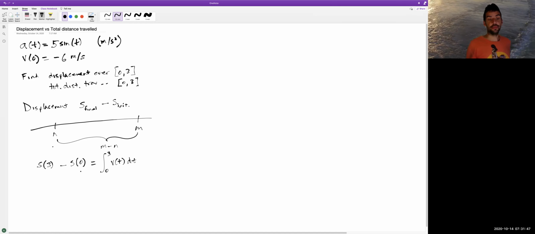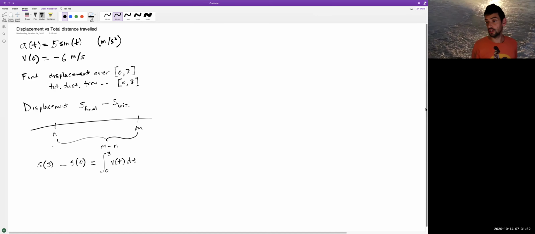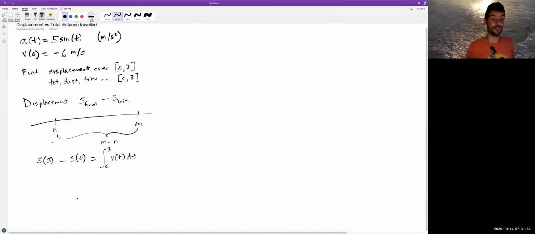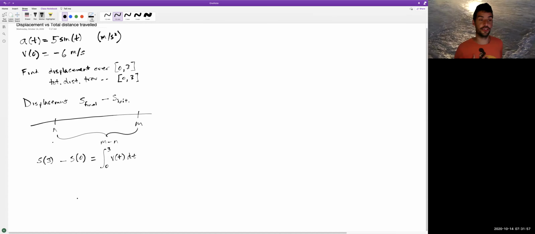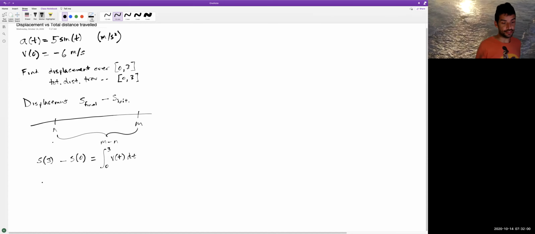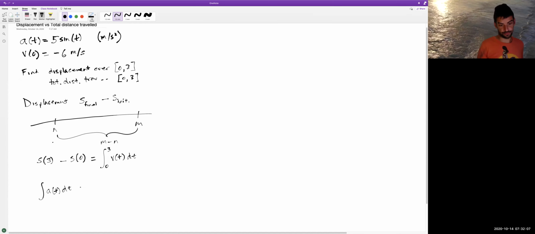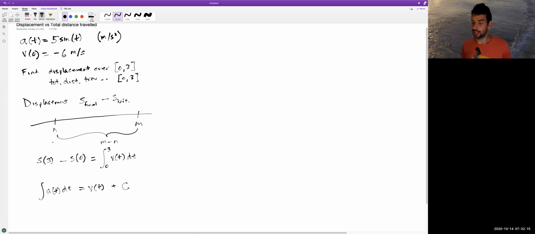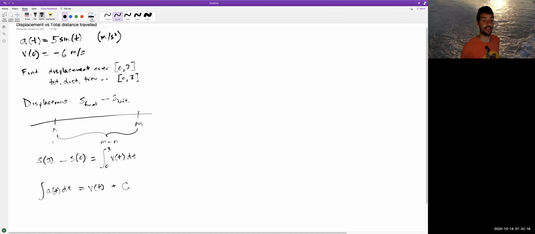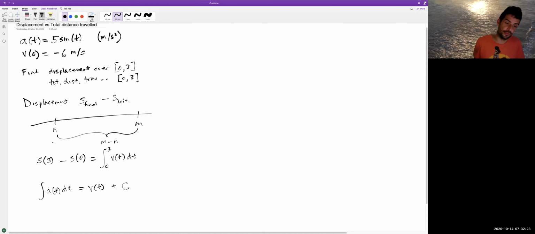So what that means is we can compute this if we can find our velocity function and then are able to integrate it. So how do we find our velocity function? Well, there's a similar relationship here. If we integrate the acceleration function, we get the velocity function at least up to a constant, meaning we don't know exactly what it is, but we'll know what family of functions to look at, and then we can use our extra information to get that.